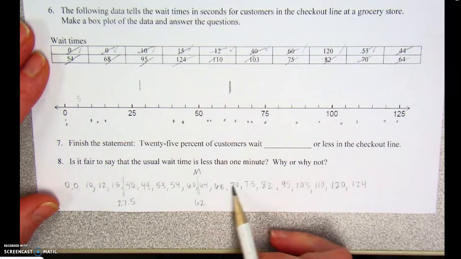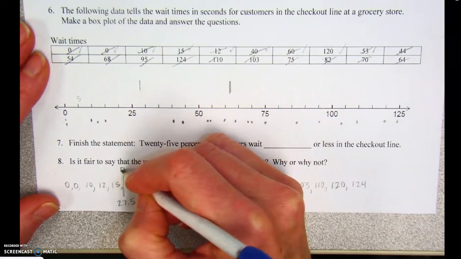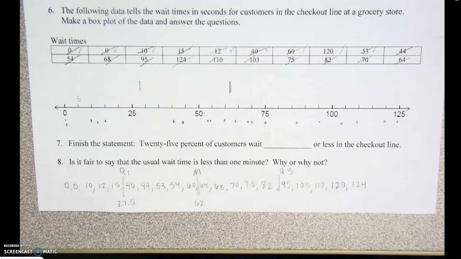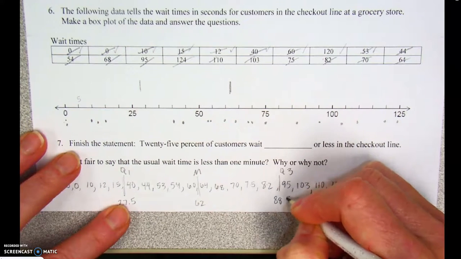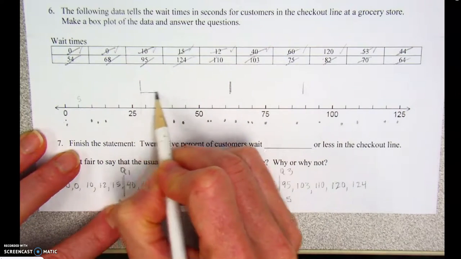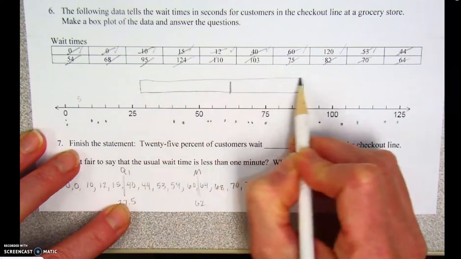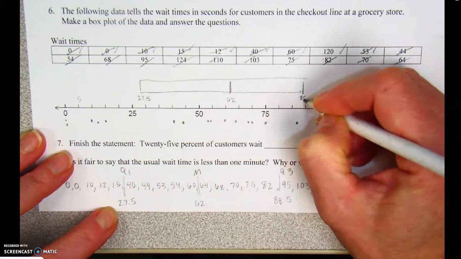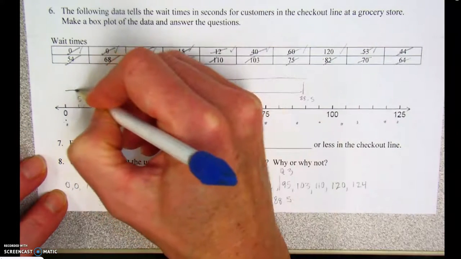And 5 this way. 1, 2, 3, 4, 5. This is Q3. Halfway in between 82 and 95. Add them up, divide by 2. 88.5. 80, 85, 88.5 would be about right there. That's my box. 27.5, 62, 88.5. My minimum value is 0.